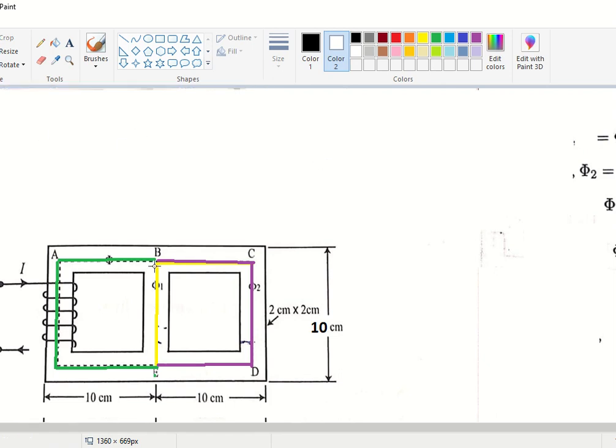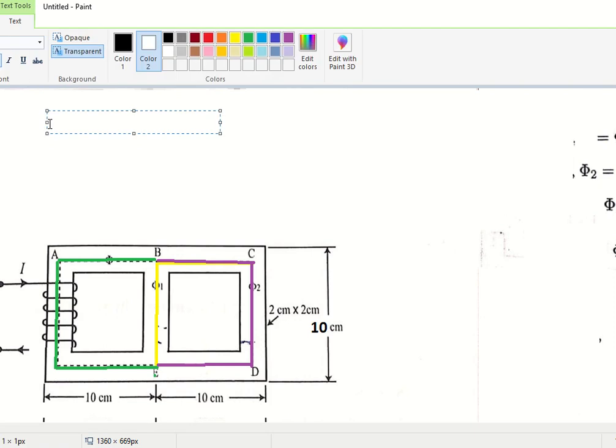See in this figure, this is the length BAFE. Here is your BE. This is BCDE. Can you say what is the length of BAFE? Here it is 10 centimeter. But this distance is 2 centimeter, 2 by 2 centimeter. So 1 centimeter is skipping. So you need to get the distance from this portion, the central length.